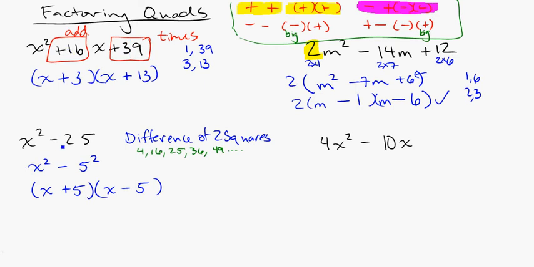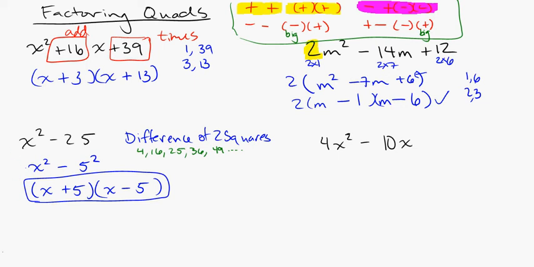Well, what times is to negative 25 but adds to 0 because there's no middle term? And that's kind of how you can think about this as well. So positive 5 and negative 5 will times to get me negative 25, but a plus 5 minus 5, that actually adds together to give me 0, and that's why the middle term is not there. So our final answer here is bracket x plus 5 bracket x minus 5.